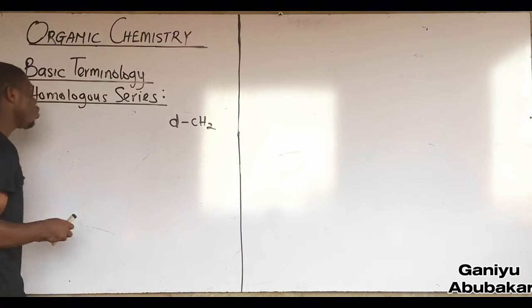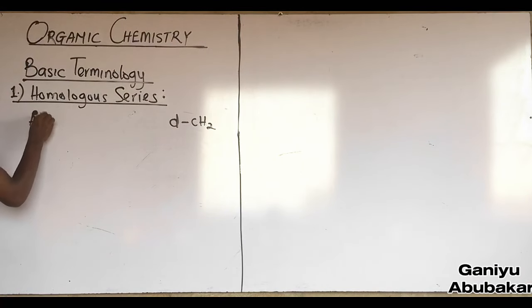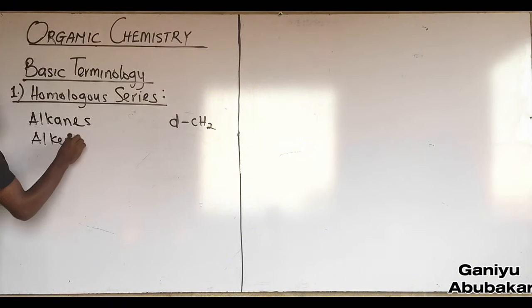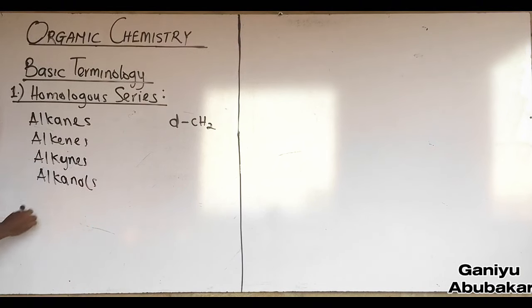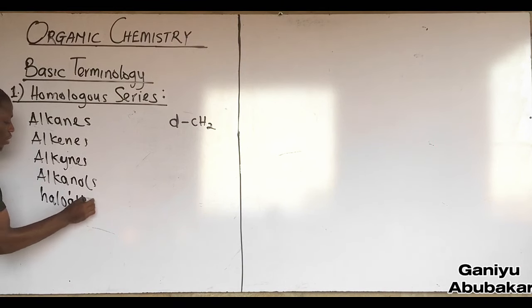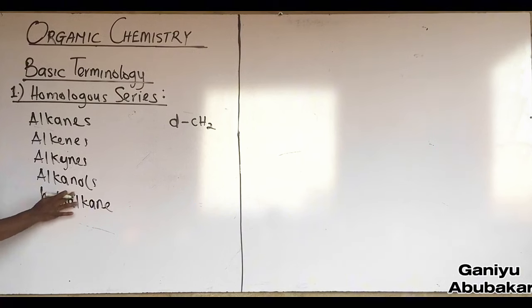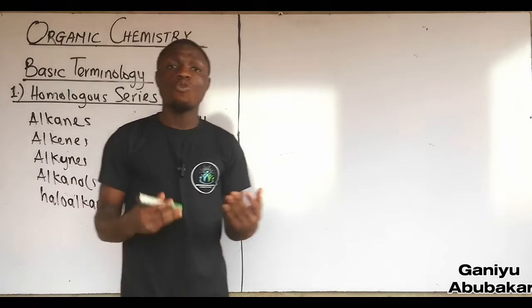So examples of homologous series include the alkanes, alkenes, alkynes, alkanols, and haloalkanes. These are examples of homologous series.